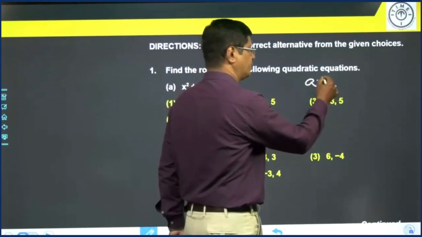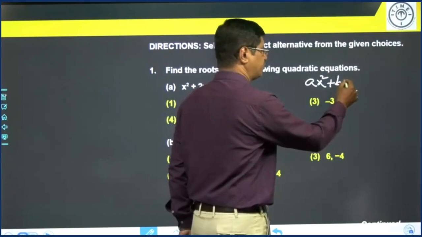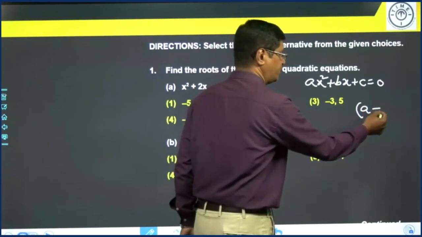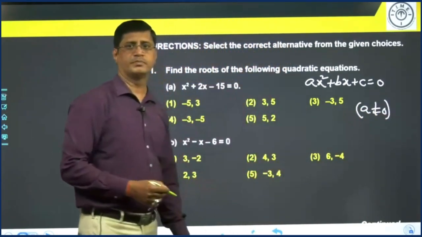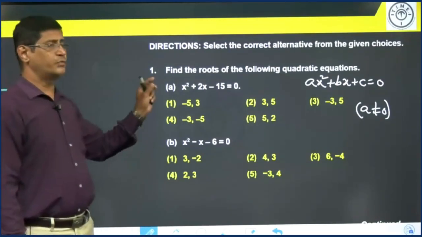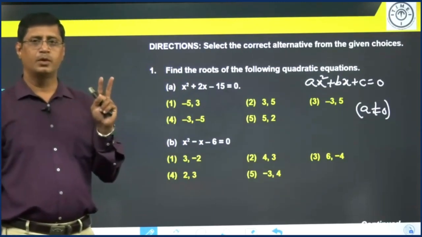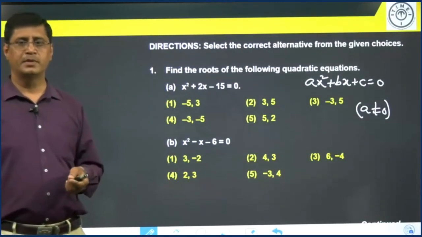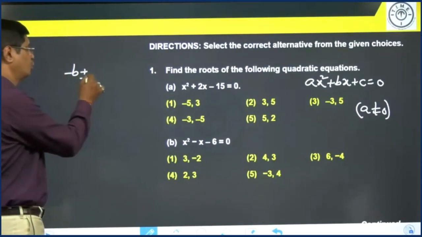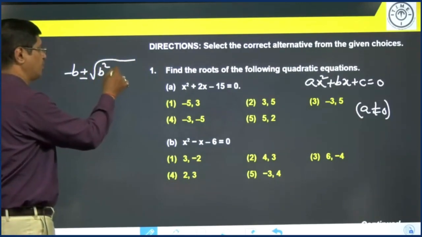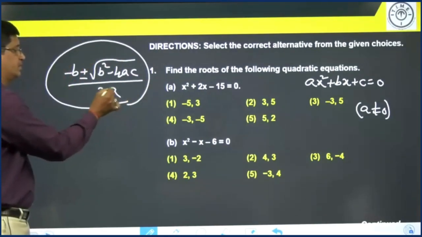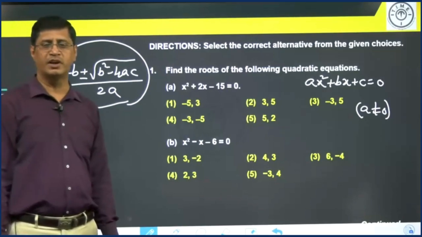A quadratic equation is in the form of ax square plus bx plus c is equal to 0, where the value of a is not equal to 0. This is a general representation of a quadratic equation. We can find the roots of a quadratic equation in 2 ways. One is by using the formula, that is minus b plus or minus under root b square minus 4ac, by 2a. This is one way to find the roots of a quadratic equation.